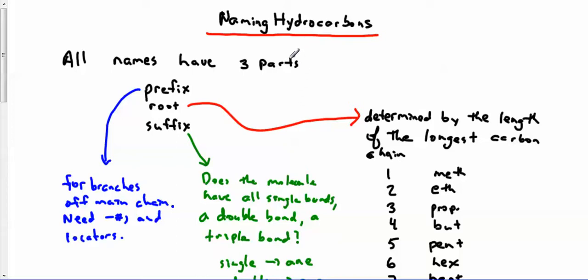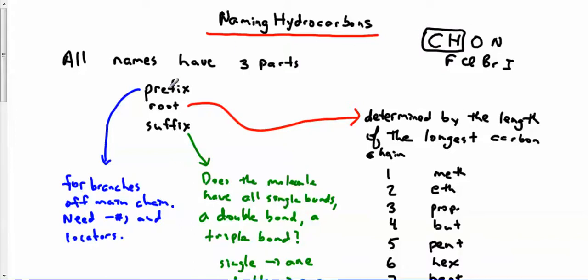All right, let's talk about naming hydrocarbons. Hydrocarbons, first of all, are molecules that contain carbon and hydrogen. Later on, we'll also include molecules that might contain an O or an N or some of the halogens like F, Cl, Br, and I. But for starters, we're going to keep it simple. We're going to talk about hydrocarbons.